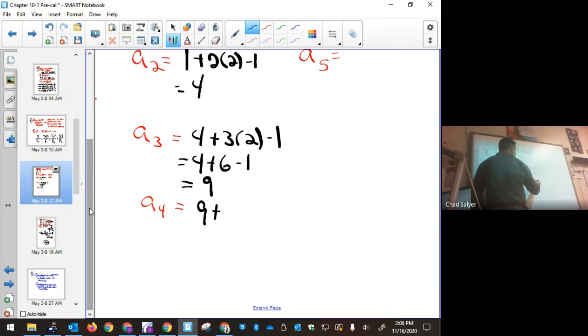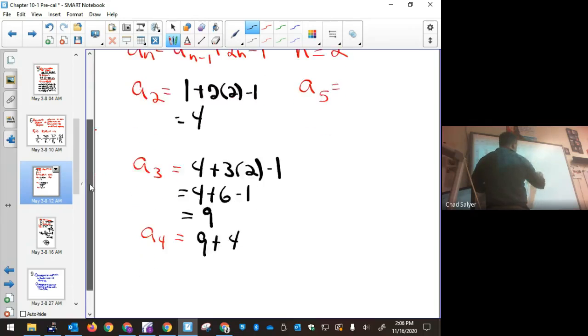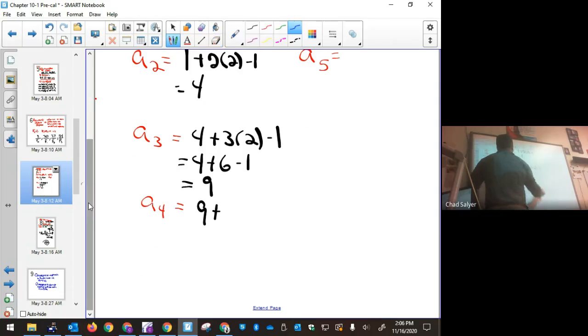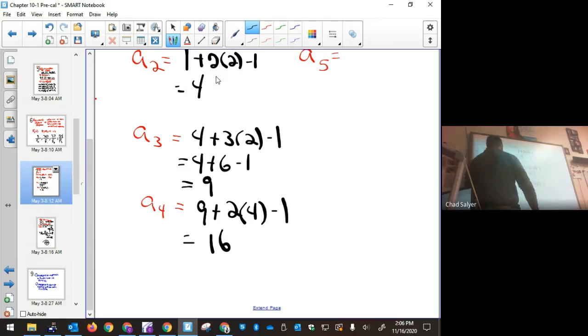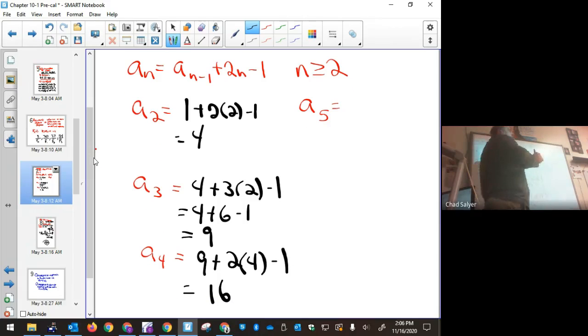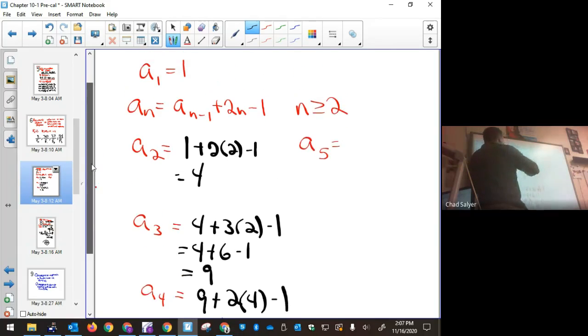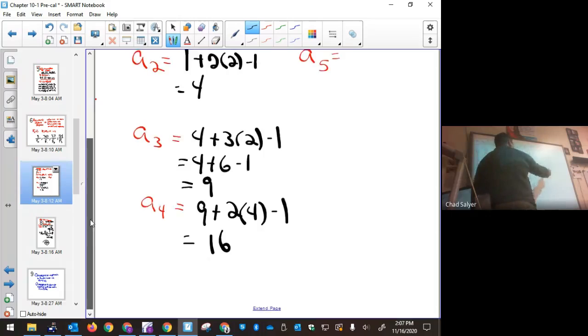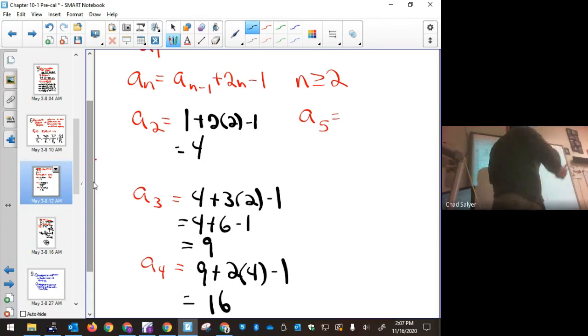16. Good prediction. I just put the 2 outside the parentheses, otherwise it's going to be confusing. So 9 plus 8 minus 1, 16. Any predictions on the next one? 36. Close. You're on the right track, but you skipped one. Good prediction. 1 squared, 2 squared, 3 squared, 4 squared, 5 squared, maybe, I don't know.